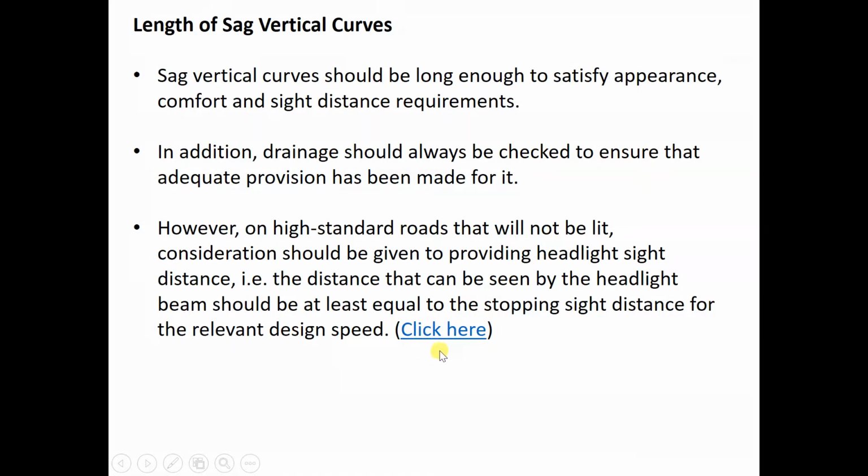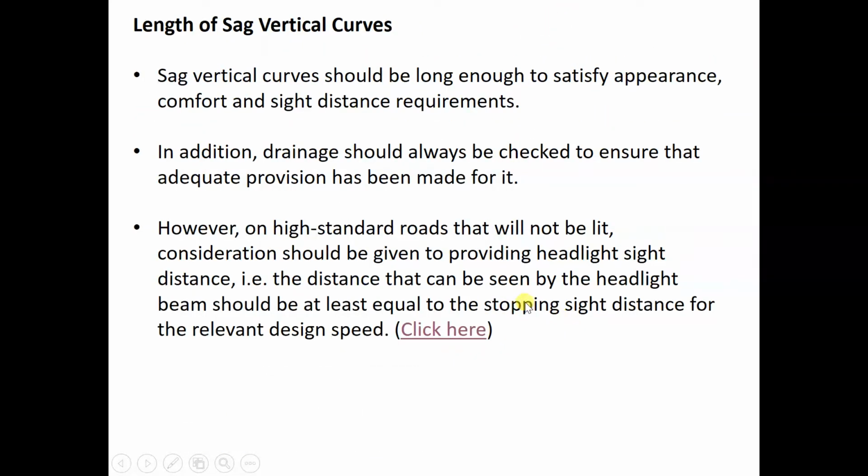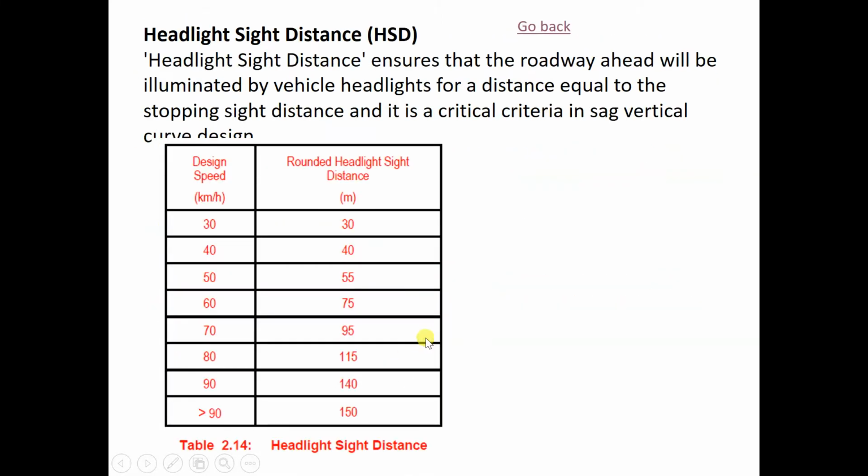for the relevant design speed. So here we need to look at the headlight sight distance. Okay, so this one, we have to provide enough based on the various speeds. We need to provide the rounded sight distance, the headlight sight distance.